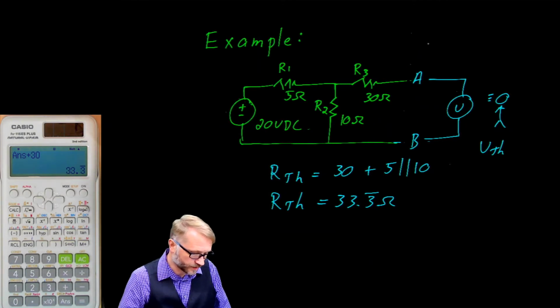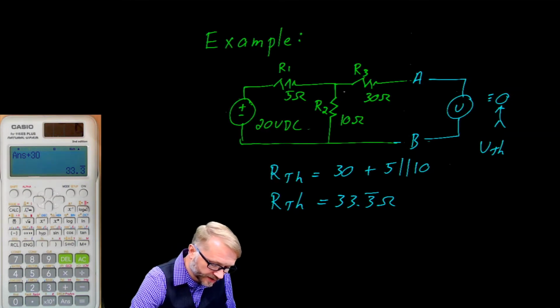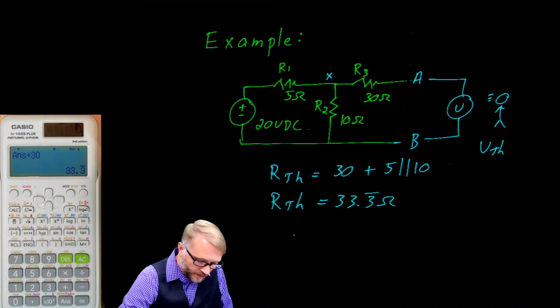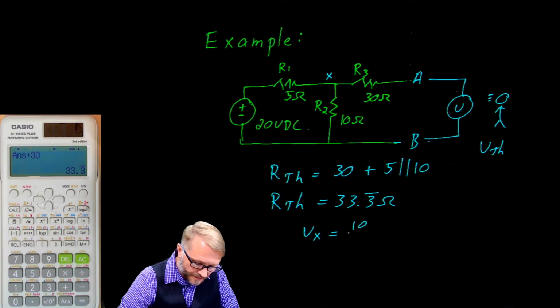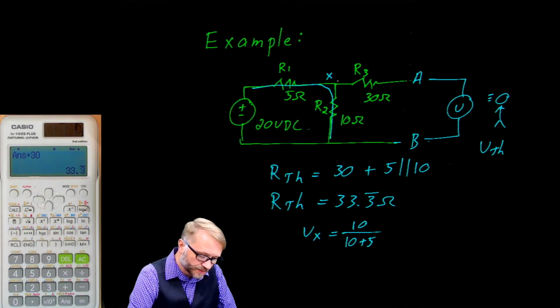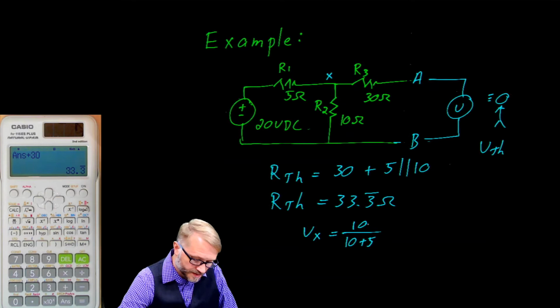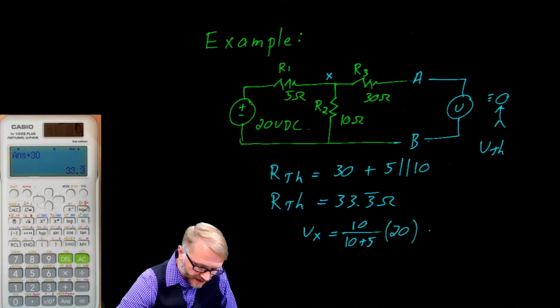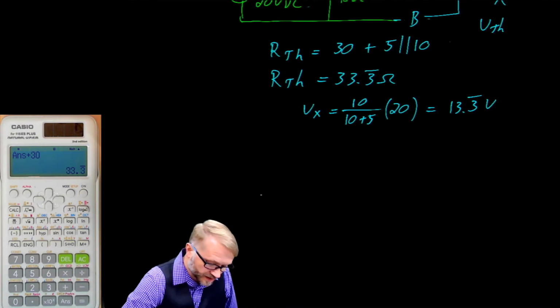And because that's true, we can use a voltage divider here. We can put an X right there if you prefer. We could say the voltage of interest is equal to 10 over 10 plus 5. Again, we're forming a voltage divider in this series circuit with this here as being the voltage of interest. So it's 10, which is R2, over the series combination of R2 and R1, multiplied by the source voltage, gives us 13.3 volts. And that's all we needed.